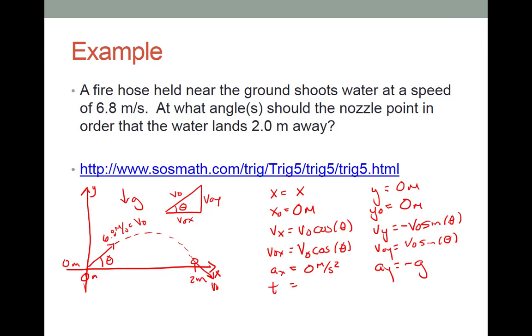Remember, the only 3 numbers we know is we know what g is, we know what x is, and we know what v naught is. And from this information, we can actually get angles out.